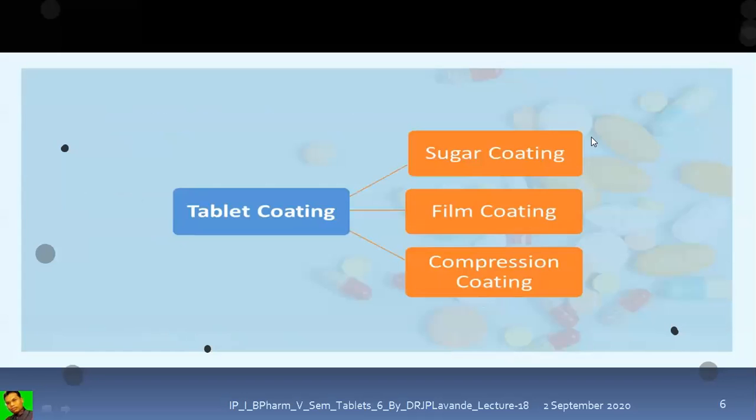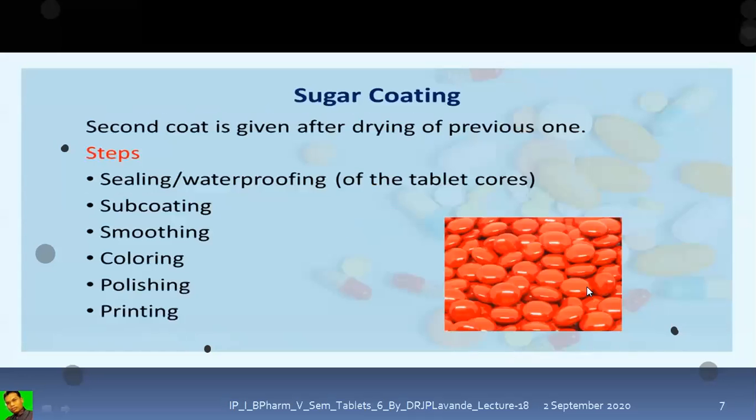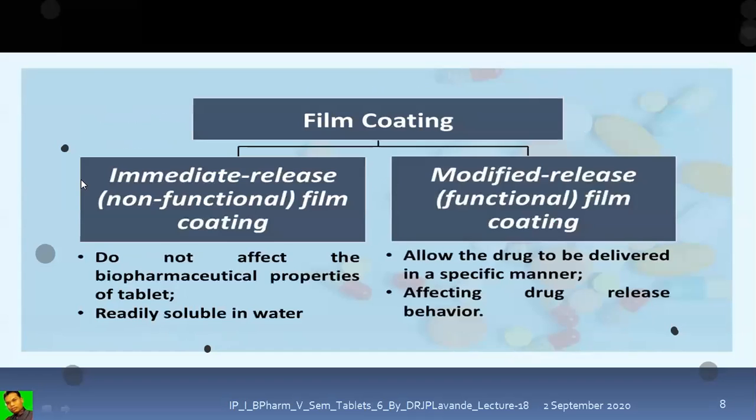What are the different coatings? The sugar coating, film coating, compression coating. The sugar coating is the sealing, subcoating, smoothing, coloring, polishing, and the printing. Film coating is of two different types: immediate release and modified release. Immediate release is the non-functional; modified release is the functional.